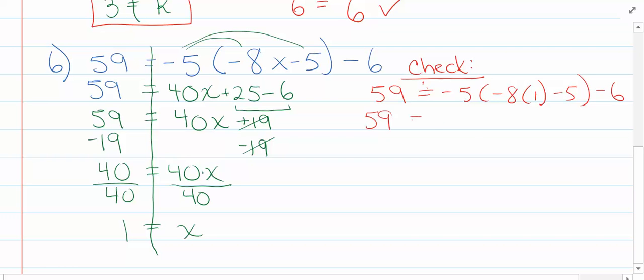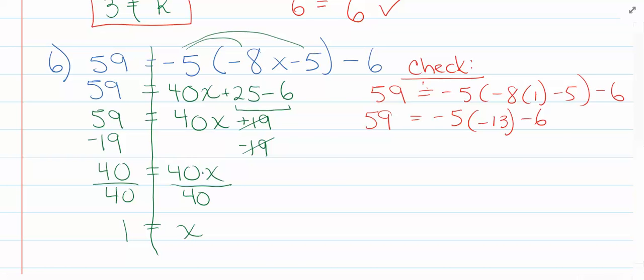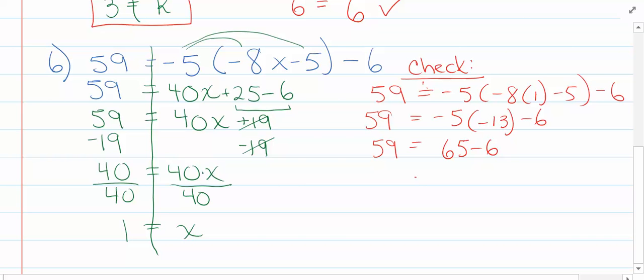Alright, so 59. I'm going to do what's inside my parentheses. Negative 8 minus 5 is negative 13 minus 6. If you need to, grab a calculator. You want to do 5 times 13, or negative 5 times negative 13 is going to give you a positive 65. 65 minus 6 does equal 59. So it looks like we are right on track with our answer. X should equal 1.